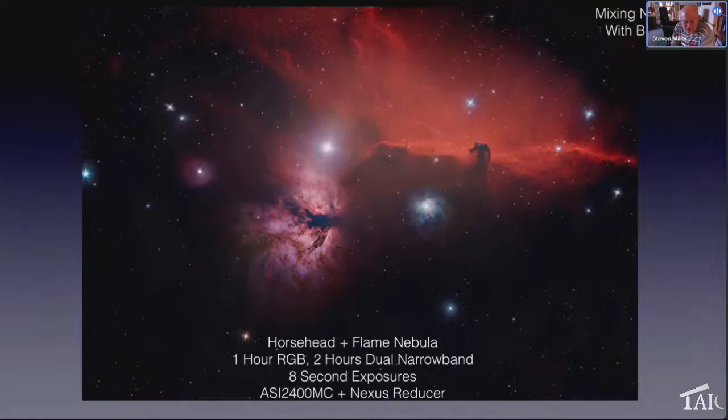Okay, just a couple. Here's an example of mixing narrowband and broadband. I shot the Horse Head and Flame Nebula. This was 1 hour of RGB and 2 hours of dual narrowband that I combined. The dual narrowband got the H-alpha data for me. The RGB got the stars, and there's some reflection nebula. 8-second exposures. And this one, I did use that ASI 2400MC, the full-frame camera with the reducer. So that was the bridge too far. But AstroPixel Processor does a heck of a job of stacking these.